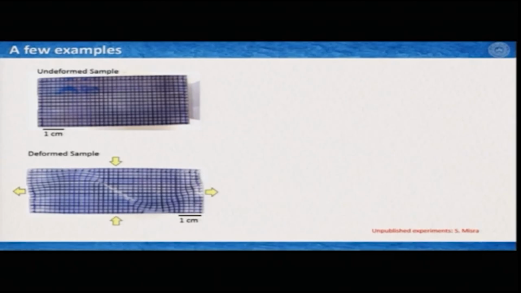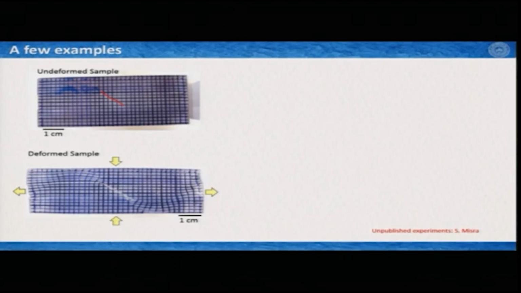So here is an example of experiments that I performed in the laboratory. What you see in this undeformed sample is a polymer, PMMA, polymethyl methacrylate. It has a cut in the middle like this, and then I made some square grids. Each grid is about 2 millimeter squares, and then I compressed it, and because of this cut in the middle, there are some distortions in the deformed sample.